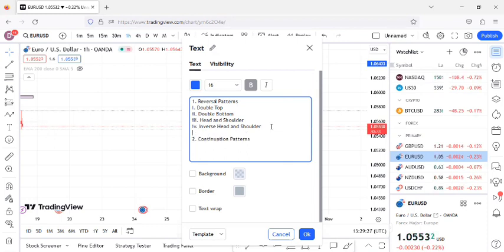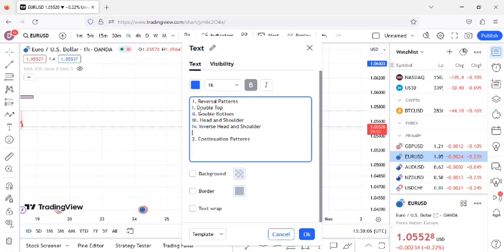Those are the major ones that I use as a reversal, to spot that a trend is about to reverse. That is what reversal patterns do. Reversal patterns help you to spot a reversal in the market, that this trend you are following is about to end. And like I said, we have these four that I use: double top, double bottom, head and shoulder, inverse head and shoulder.